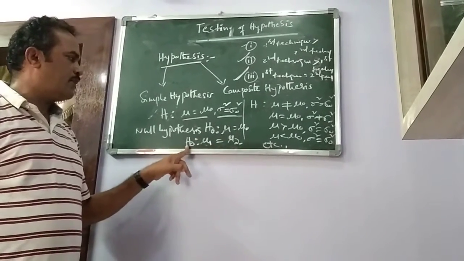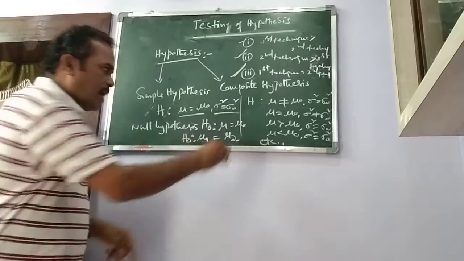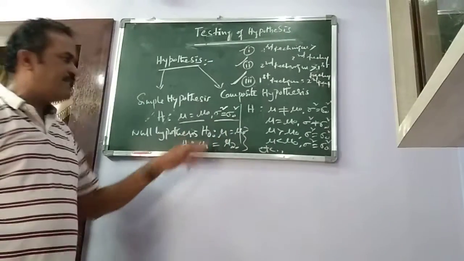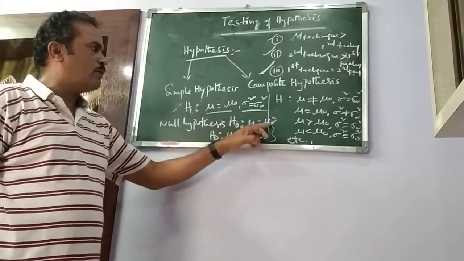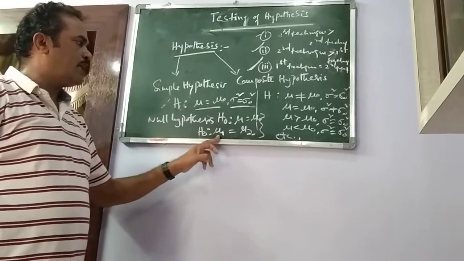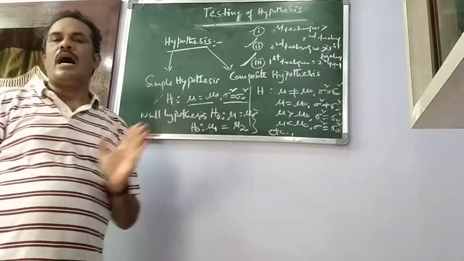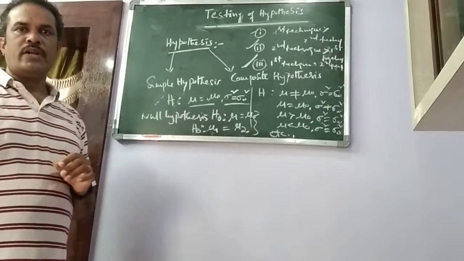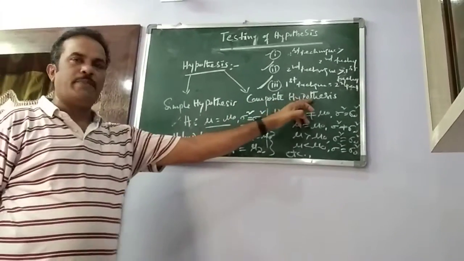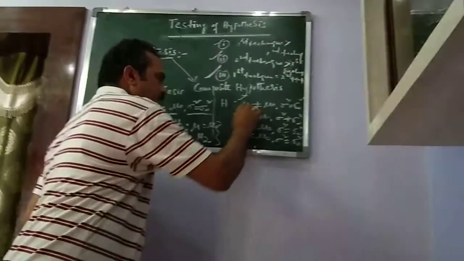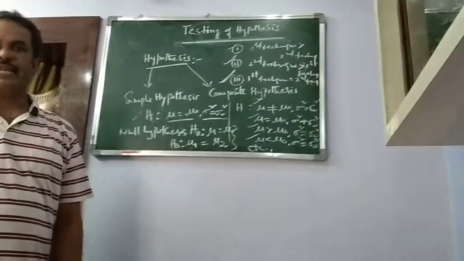The null hypothesis is denoted by H naught. Whatever alternatives are applicable for these two statements, H naught: mu equal to mu naught and H naught: mu1 equal to mu2, the alternatives are nothing but the alternative hypothesis. The alternative hypothesis is nothing but a composite hypothesis. All these statements belong to the alternative hypothesis.